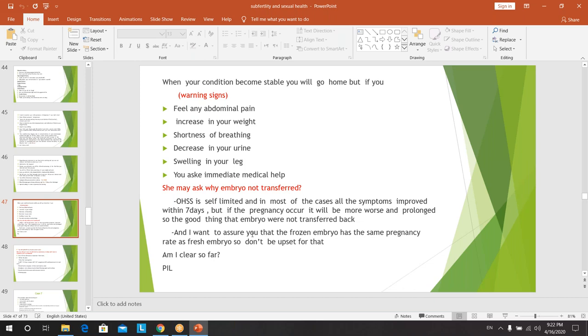I wanted to reassure you that the frozen embryo has the same pregnancy rate as the fresh embryo. So don't be upset regarding this. Am I clear? She will say yes. Do you have any other questions? Okay, thank you. I will discuss this with my consultant. I will give you a contact number and a patient information leaflet to read.